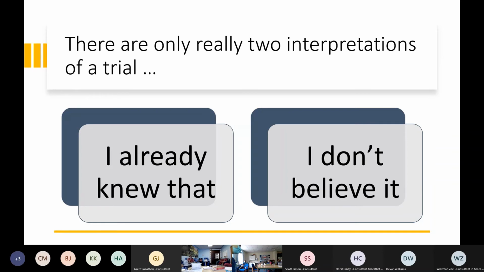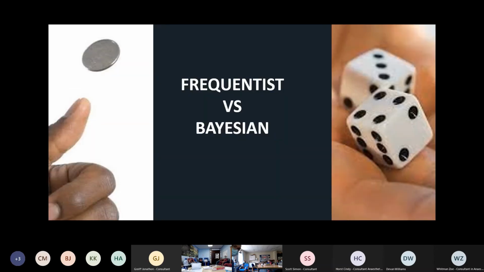That basically there are only 2 reactions to the endpoints of any trial: either 'yeah, I already knew that,' or 'I don't believe it.' And I think that was true when the EOLIA was published. The believers in ECMO were like, no, that's not the correct outcome, that's not the correct summary, that's not true. And then the non-believers were like, yeah, we knew that already, we didn't need a trial to tell us that. So we're not going to talk too much about the ECMO-y bit, more about the stats.